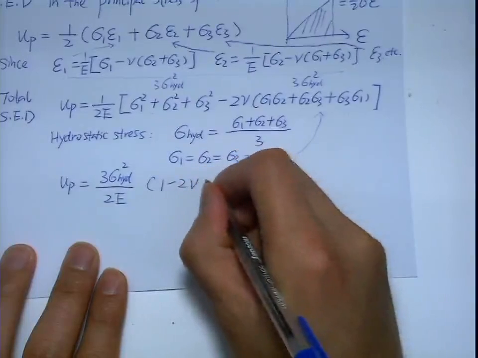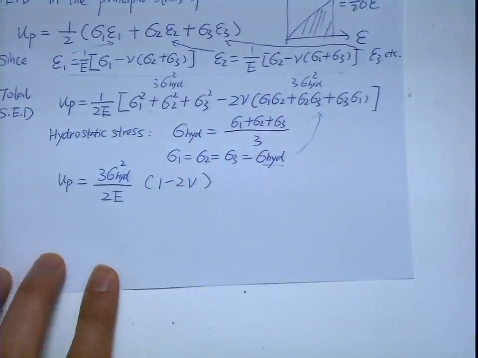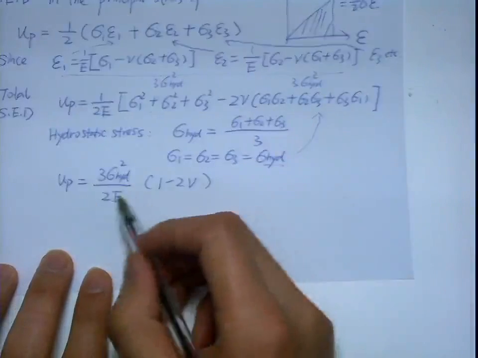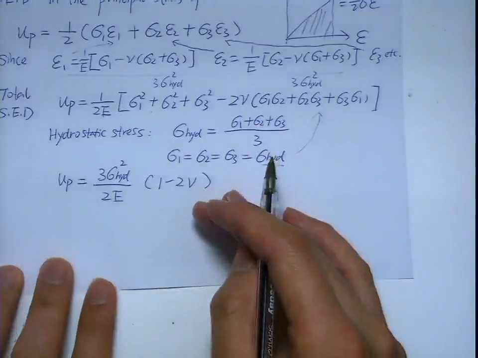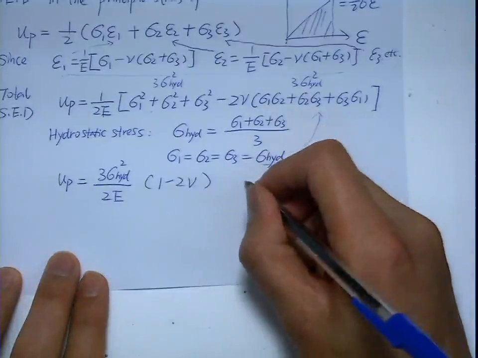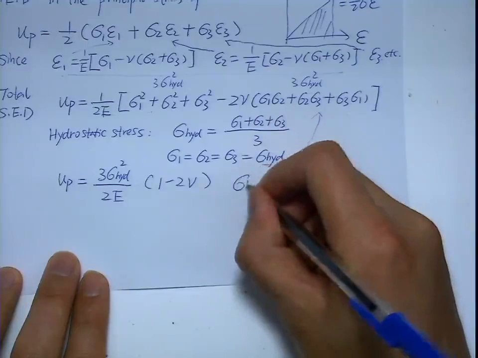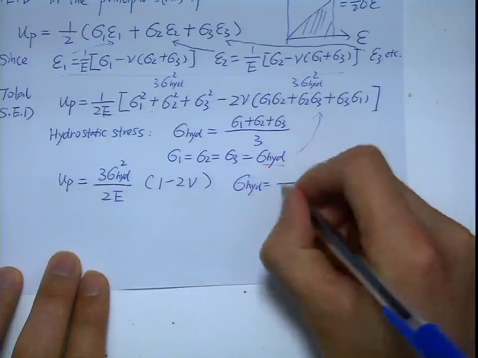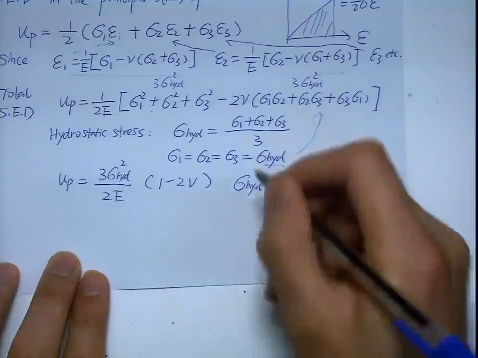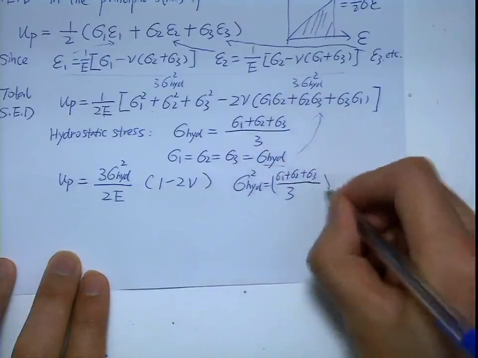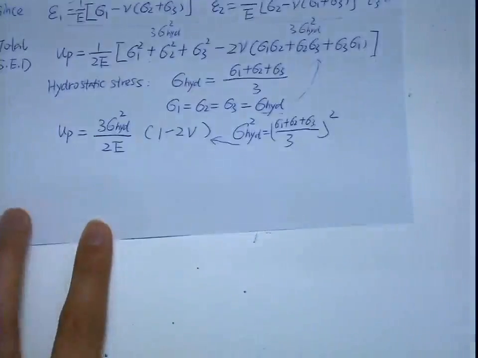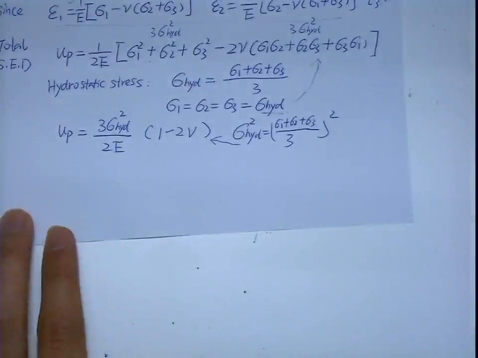Minus 2 mu. Okay? Now this is kind of for an equation. I simplify that. And now you can put this hydrostatic part square. Okay? Put that back to this equation. It's a long equation, I know.